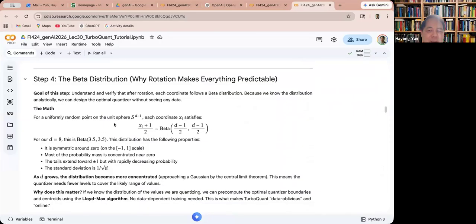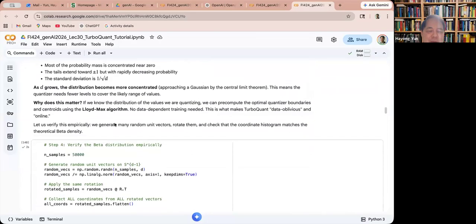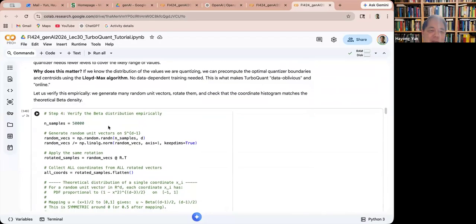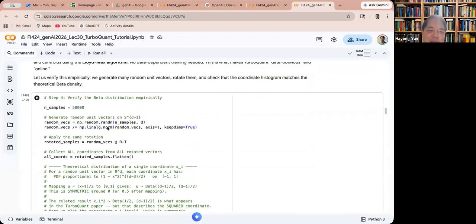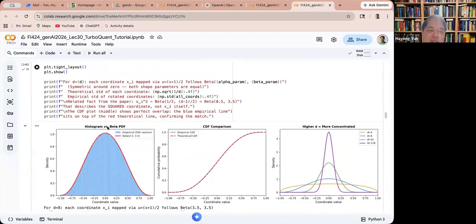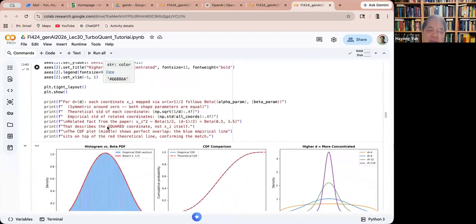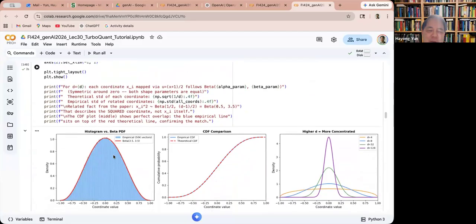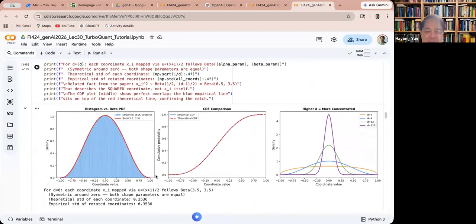And what is the beta distribution? So what does it do? We basically experiment how the random rotation and the beta distribution looks like. I did a plot here for 50,000 random coordinates being rotated and then did a histogram of it. That is the histogram, and the red line is the beta distribution. They kind of line up, isn't it? Even in the CDF.